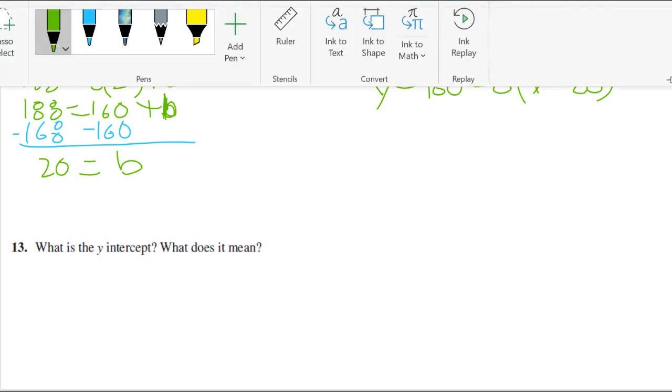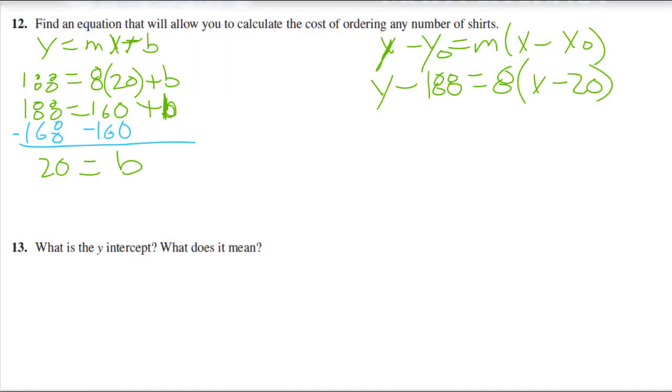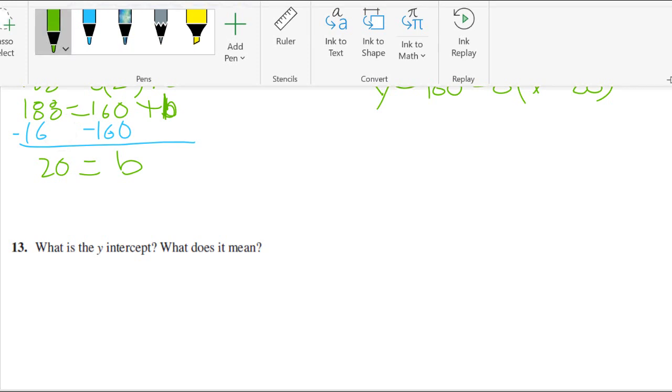As you can see, people make mistakes sometimes when they're doing math problems.